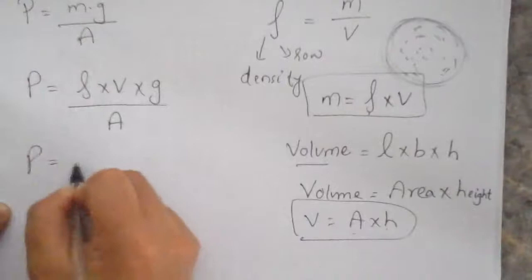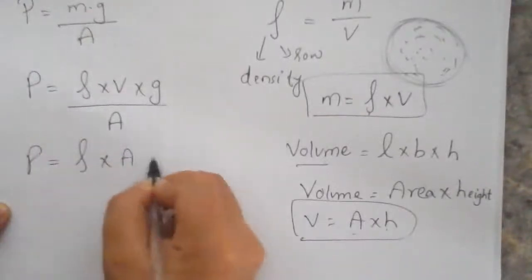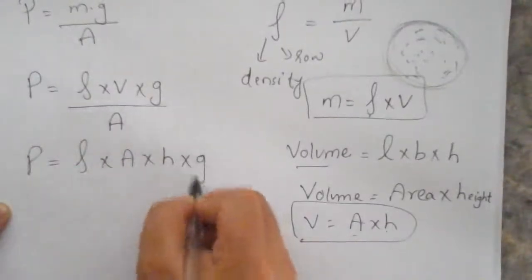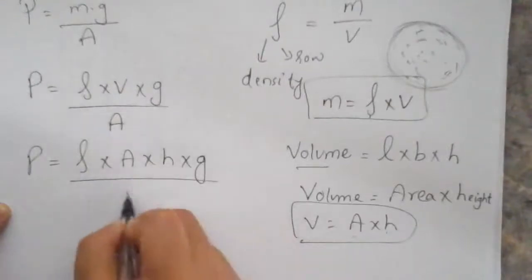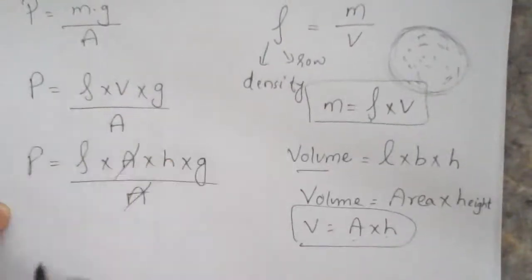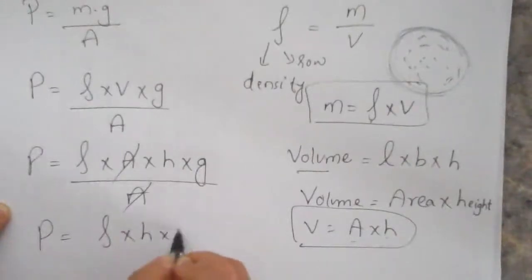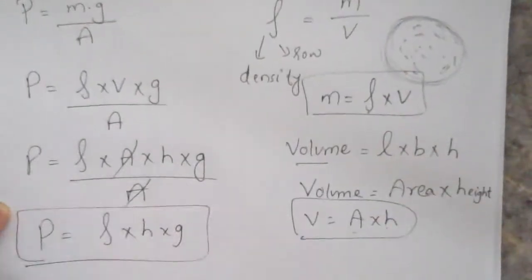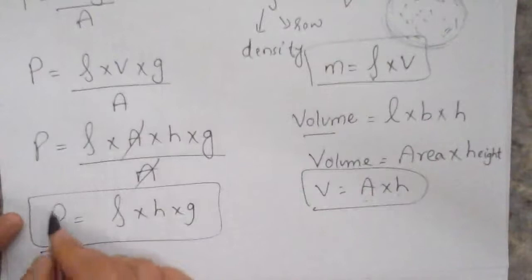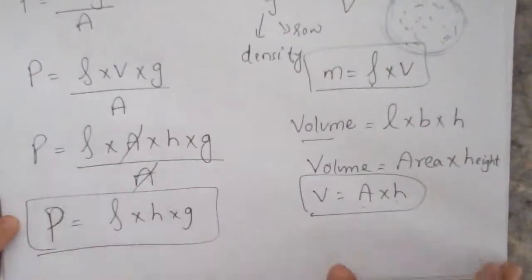So pressure is equal to density multiplied by area multiplied by height multiplied by g, gravitational acceleration, divided by A. A will cancel, so pressure is equal to density multiplied by height multiplied by g. So this is the general formula for pressure. For which pressure? The atmospheric pressure, the pressure of gas molecules. Is that clear?